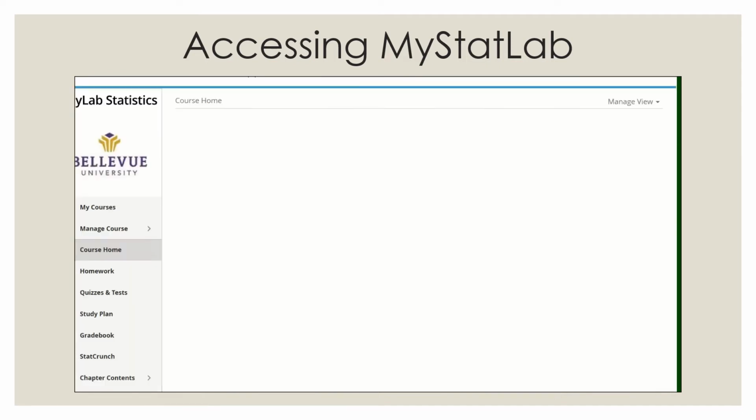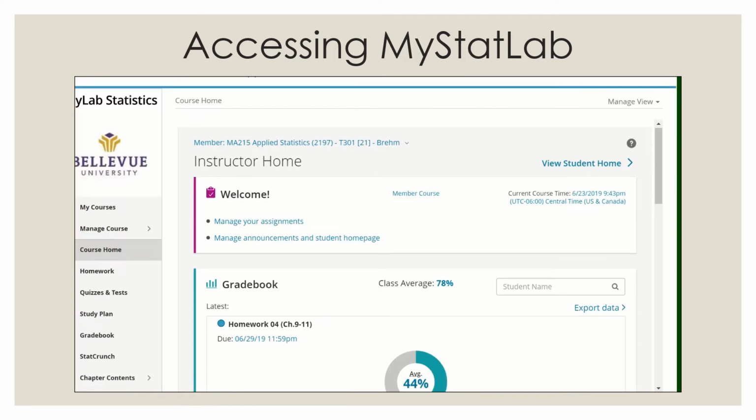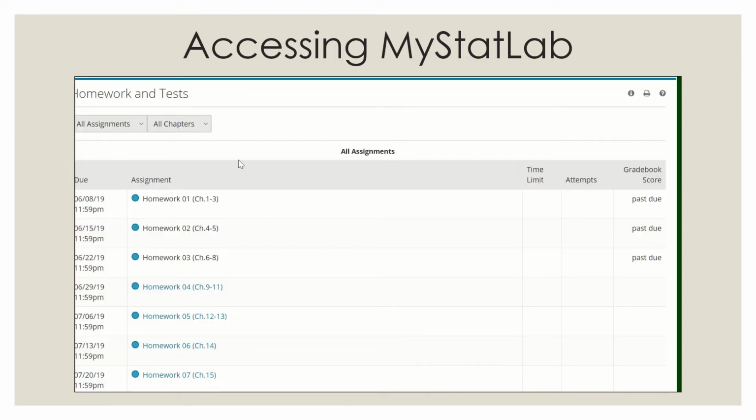If I click on All Assignments, you'll see something that looks like this. This will give you a listing of all of your assignments and let you access whichever assignments are active. As you can see, I'm in week 4 of a course as I'm recording this video, so I can't get to any of the homework assignments that I haven't completed. I can only get to homework 4.